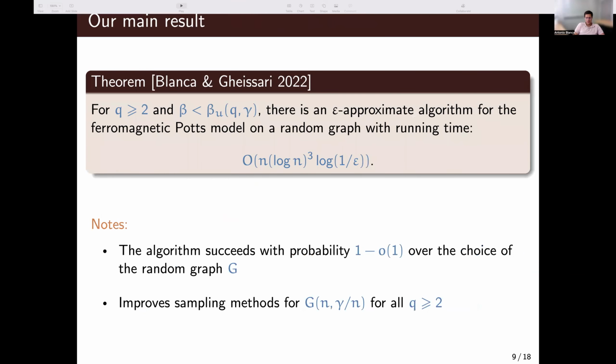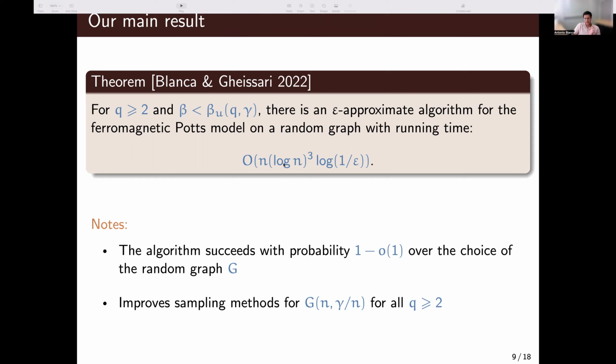Okay, so this is our main result. Essentially, for all Q greater than 2 and all beta in the uniqueness threshold, that corresponds to the average degree of the graph, we provide an approximate sampling algorithm that essentially has linear running time, and n log^3 n is the precise running time.